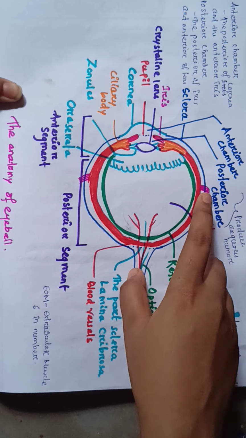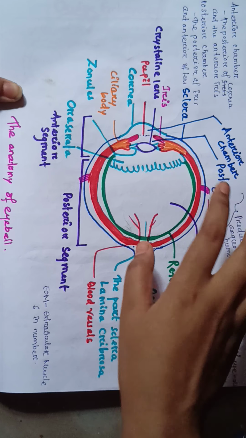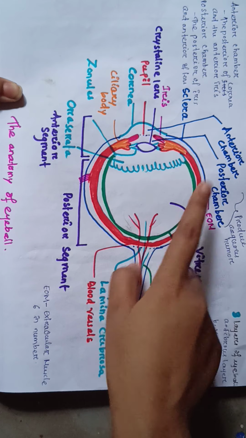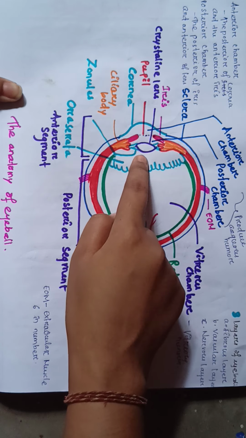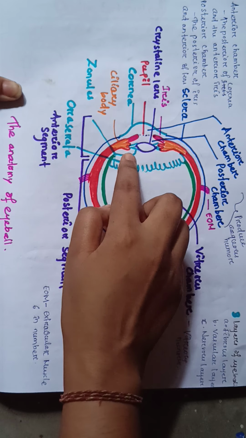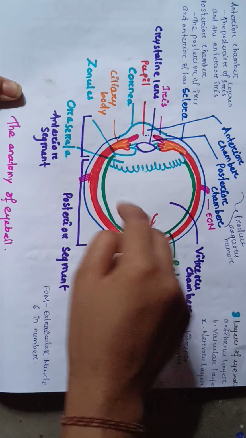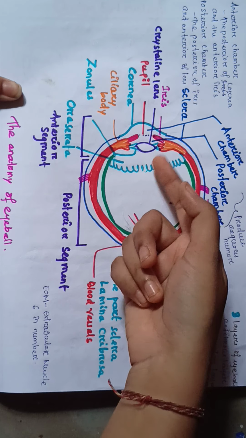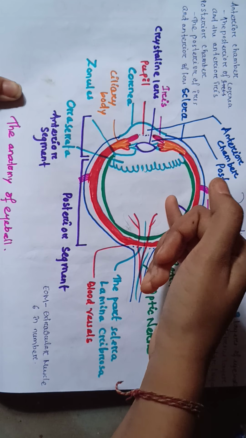I think it's clear. Then the innermost layer is the retinal layer, or the nervous layer, because it contains the sensory cells. So this is the retina. Then here we have the crystalline lens suspended from the ciliary body by the suspensory ligament, that is the zonules. So here it is the zonule. Then behind the crystalline lens there will be the ora serrata, and also the vitreous body, which is in front of the retina and behind the crystalline lens.